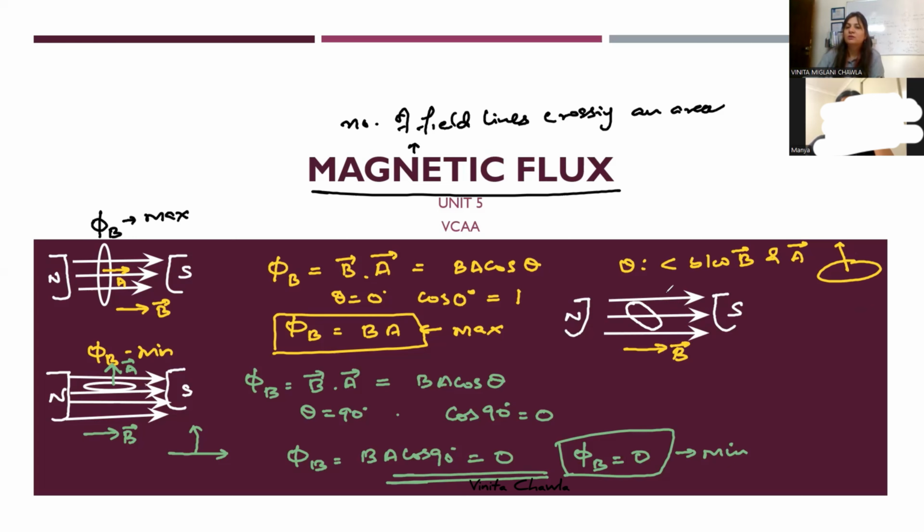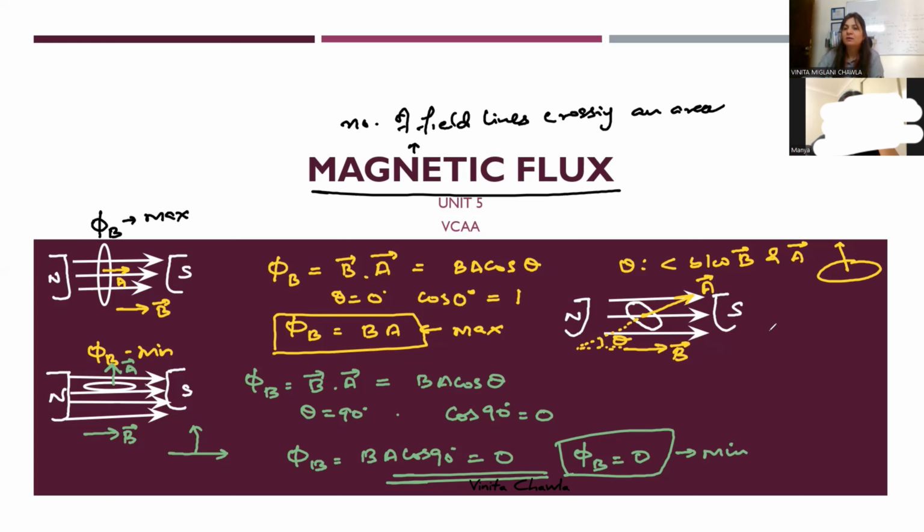How will we draw the direction of the area vector? Perpendicular to the coil, like this. Now you can see the angle between these two. Let's extend the vectors in the backward direction, and you will get this angle. This is the angle between B and A, right?